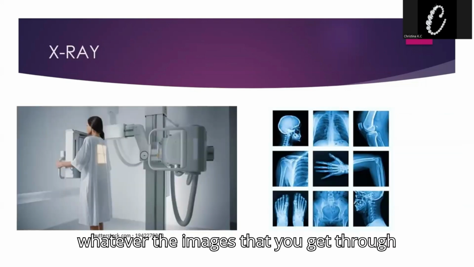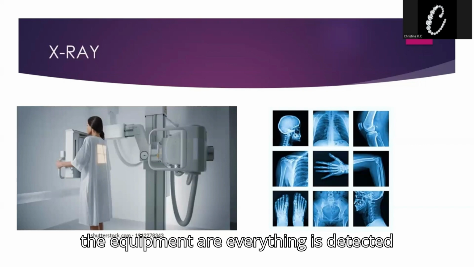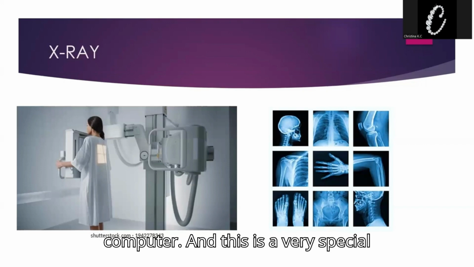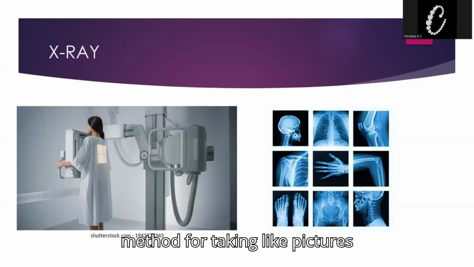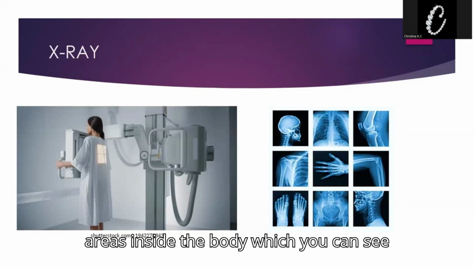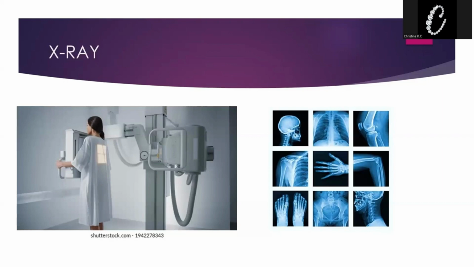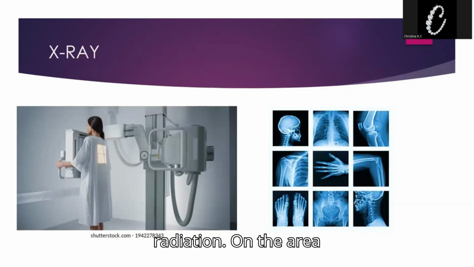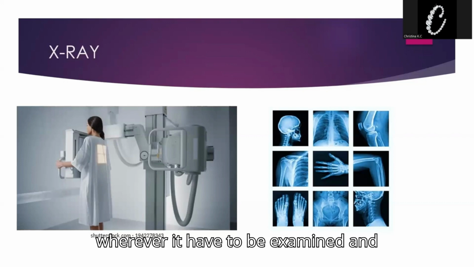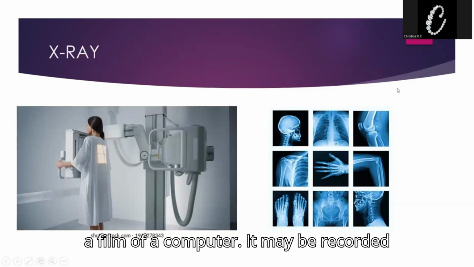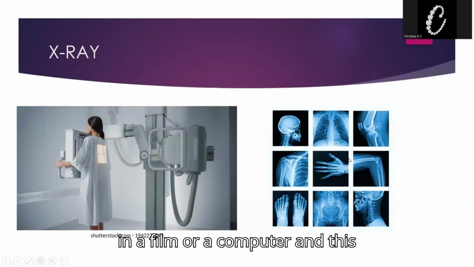Whatever images you get through the equipment are recorded in the computer. This is a very special method for taking pictures of the areas inside the body, which you can see in the picture here. This machine focuses a small amount of radiation on the area that has to be examined. The X-ray passes through the body, creating an image, and it may be recorded on a film or a computer.